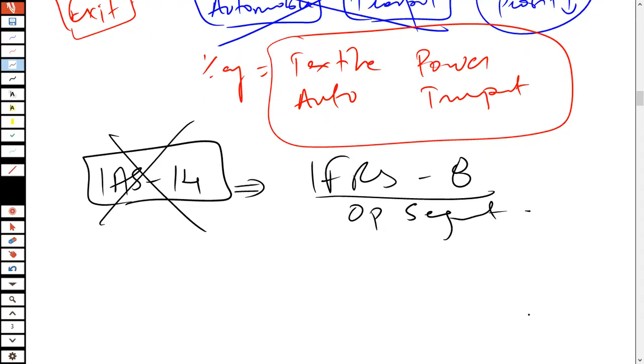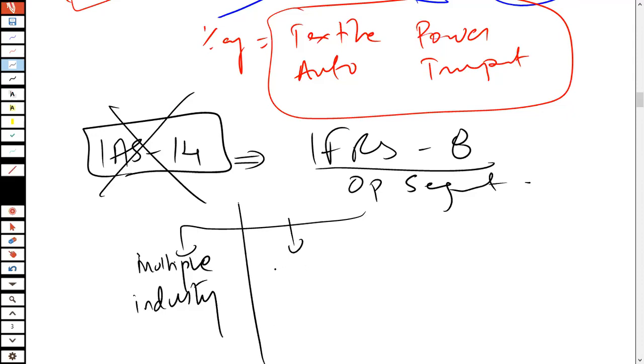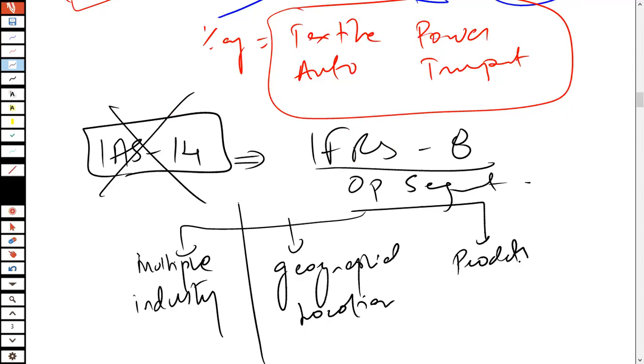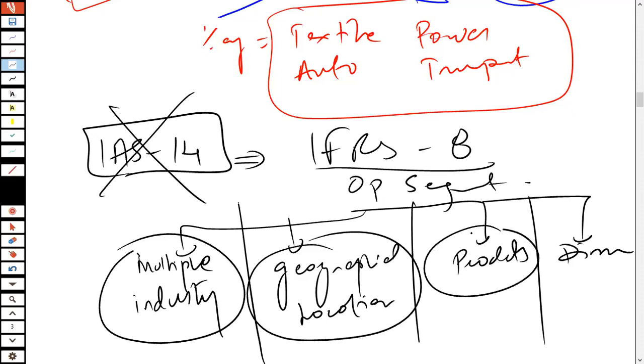And what exactly is the objective of this operating segments accounting standard is that in case you are a company which is operating in multiple industries, in multiple geographical locations, if you are an entity which has got multiple types of products, multiple divisions, then you as an entity have to make sure that you provide your users of the financial statements detailed disclosures about the various sectors, various geographical locations, various industries, various products where you have invested the money.